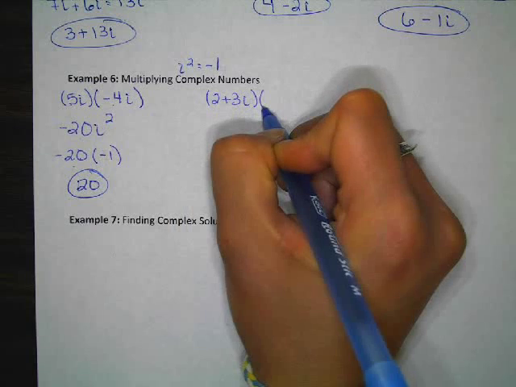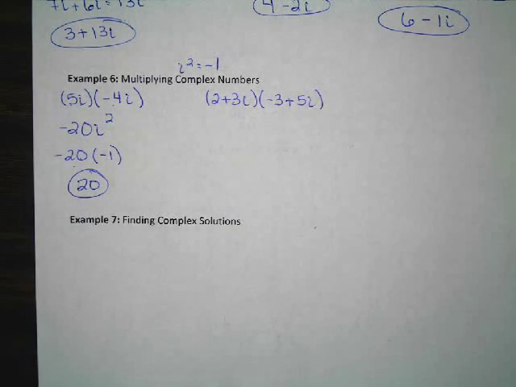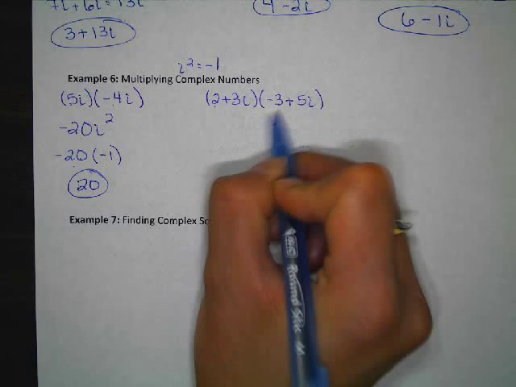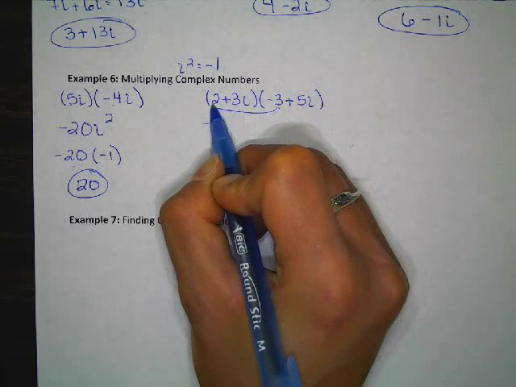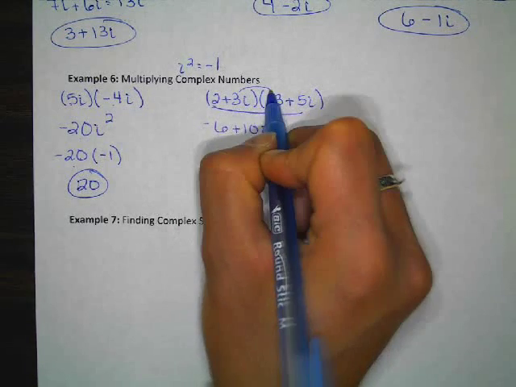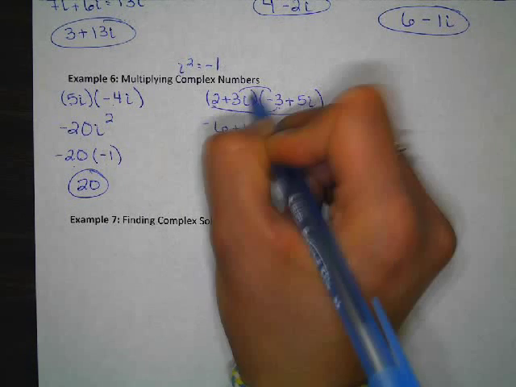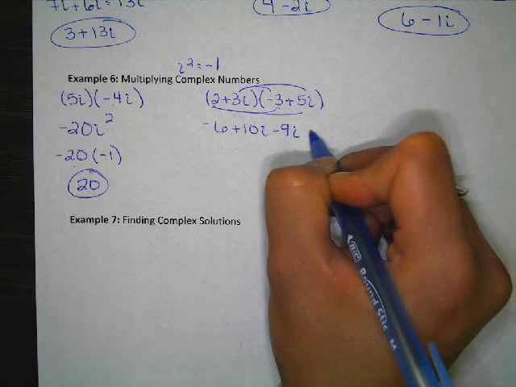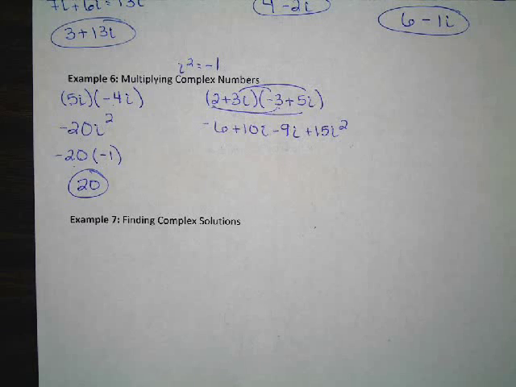Let's say we have 2 plus 3i times negative 3 plus 5i. Again, we'll just multiply using the distributive property. So 2 times negative 3 is negative 6. 2 times 5i is 10i. 3i times negative 3 is negative 9i. And then 3i times 5i is positive 15i squared.